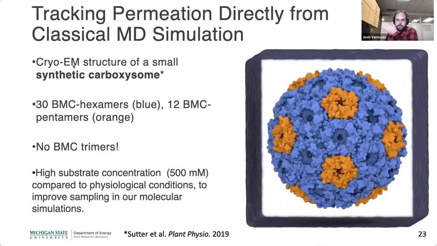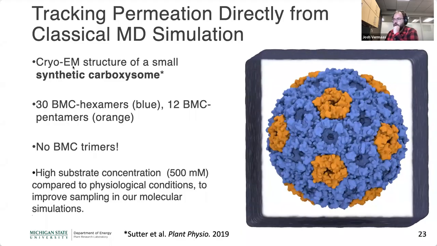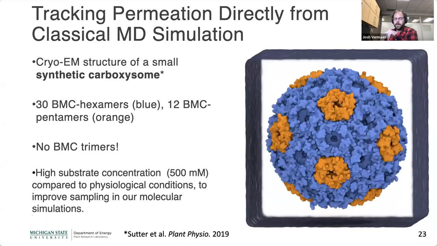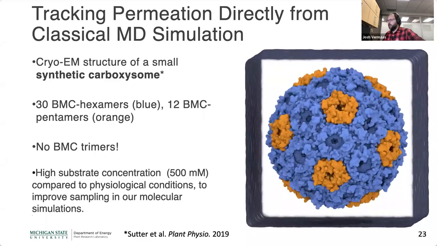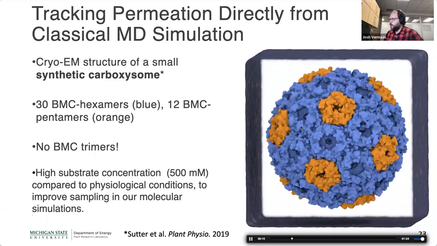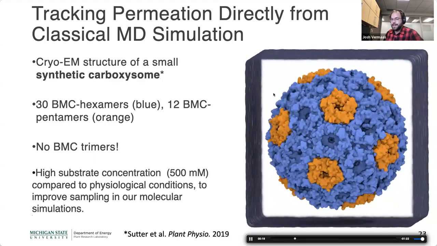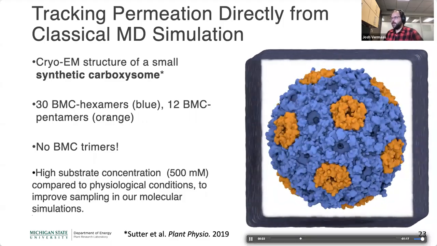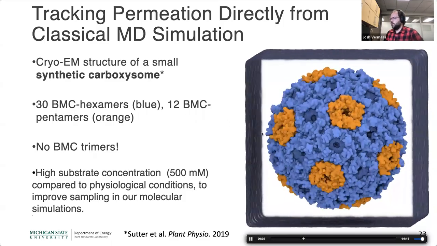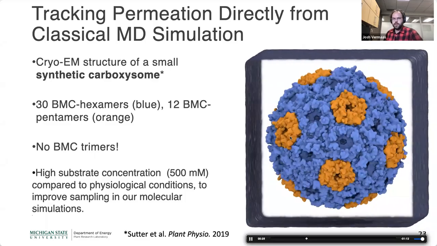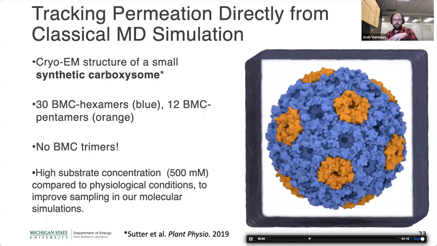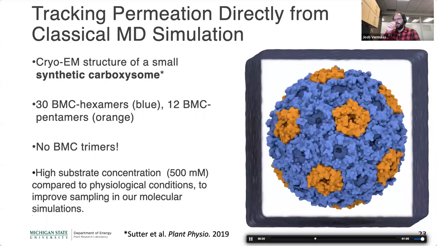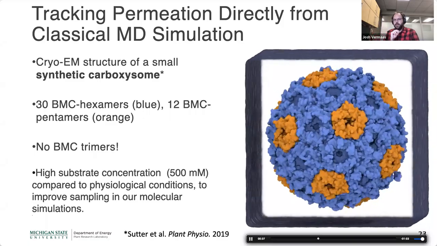So the way that we do this, there was a cryo-EM structure that was solved for a synthetic carboxysome, which is much smaller than the real thing, right? So if you were paying attention way back when, the number of components to this shell should be like several thousand proteins. This is 30 of these blue hexamers and 12 of these pentamers. So this is a much smaller system that is tractable for us to simulate while still letting us test how fast things go from one side to the other.